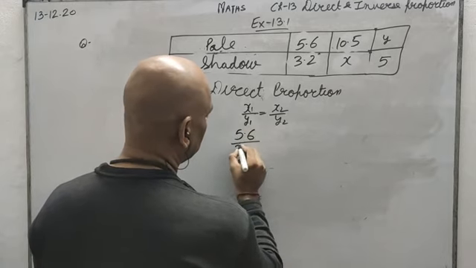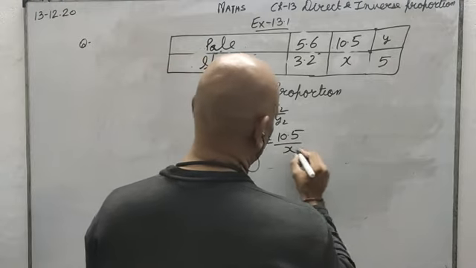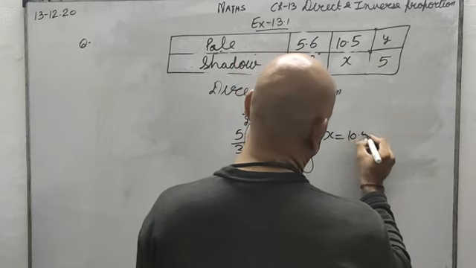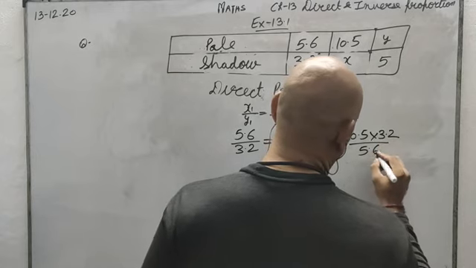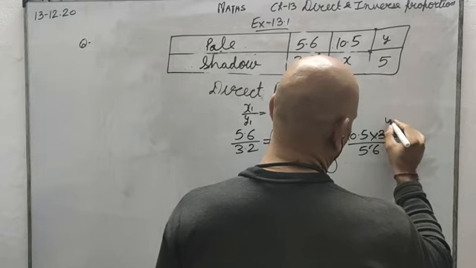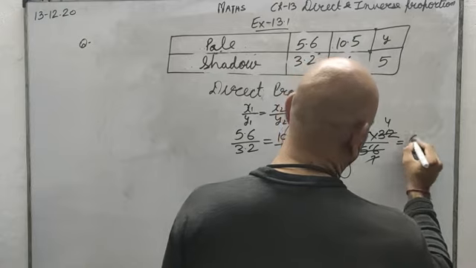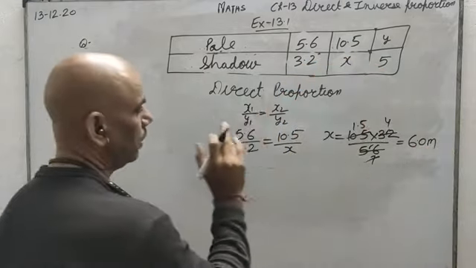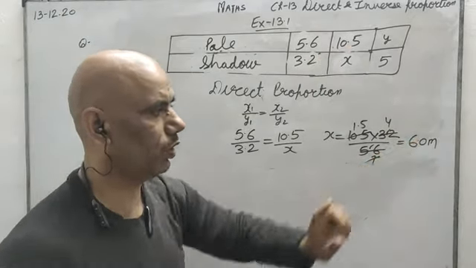So 5.6, 3.2, 10.5 upon x. So x will be 10.5 into 3.2 upon 5.6. Decimal you will have to remove. 8 4s are 32, 8 7s are 56, 1.5, that is 6.0 meter. So if the height of the pole is 10.5 meter, the length of the shadow will be 6 meter.